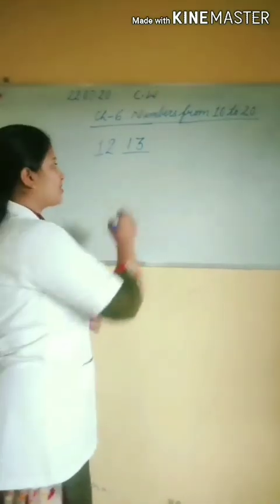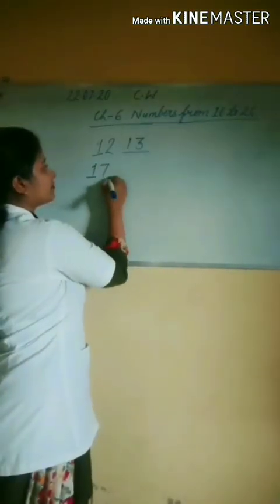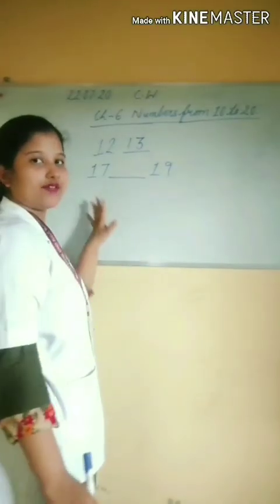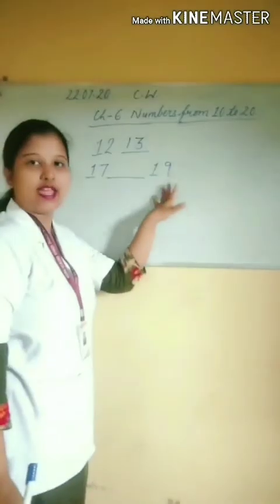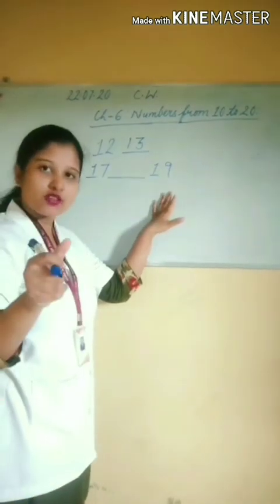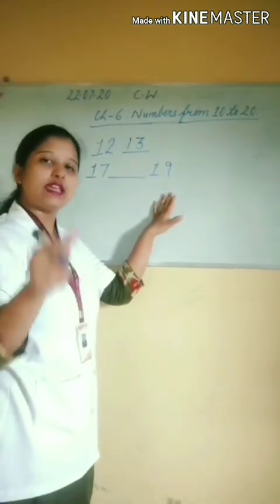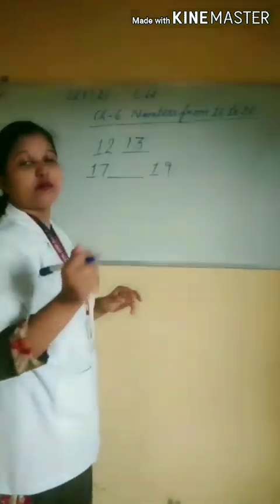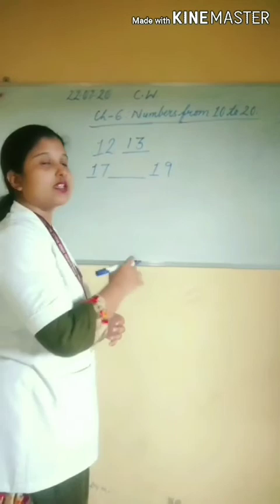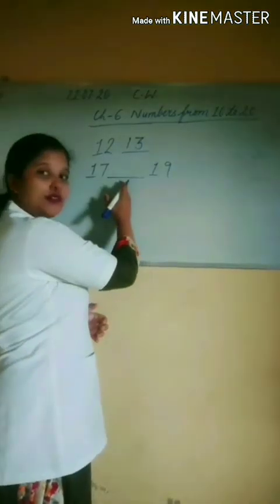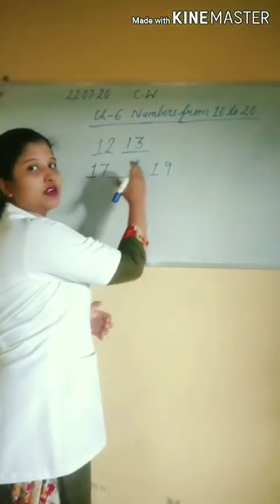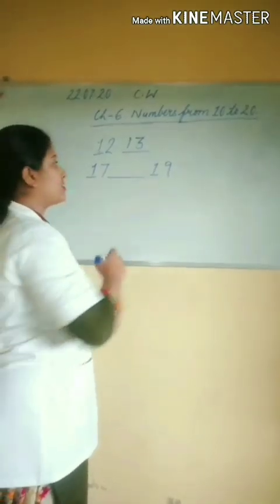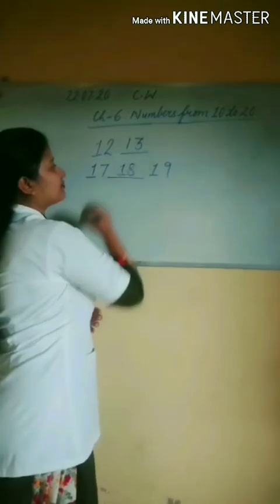Now, the next question is, okay, what can you see? Between 17 and 19. So again pause the video, try to give the answer and then play it and check whether you are right or wrong. So which number comes after 17 and which number comes before 19? That is, which number comes between 17 and 19? Very good. It is 18.